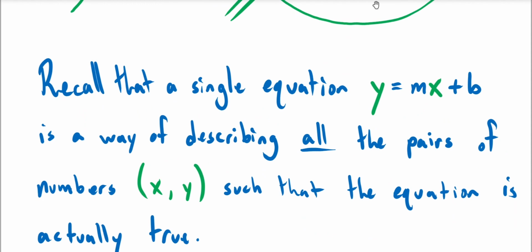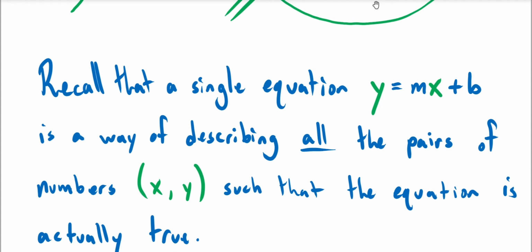In this video, we're going to look at a graphic interpretation of systems of equations. But for right now, before we talk about systems, let's just remember what an equation is. Recall that a single equation, y equals, say, mx plus b, is a way of describing all of the pairs of numbers x comma y such that the equation y equals mx plus b is actually true.